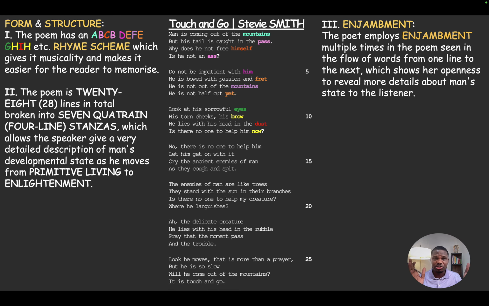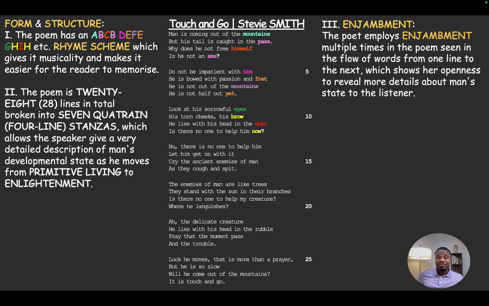Now, in terms of the form and structure, the poem has a rhyme scheme of A, B, C, B, D, E, F, E, G, H, I, H. So it's quite rhythmic in a way. You see, for example, that the second and the fourth lines in each of the stanzas appear to rhyme. That gives the poem musicality and makes it easier for the reader to memorize it. It's also useful because it tells us that the speaker has put a lot of thought into man's condition, and he wants to write it in such a way that people remember it.